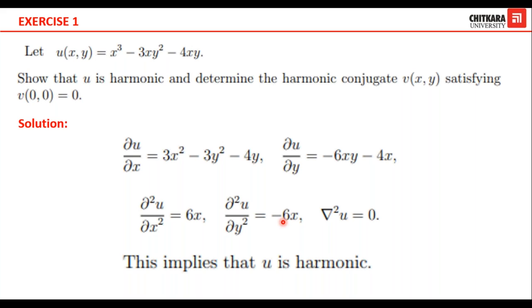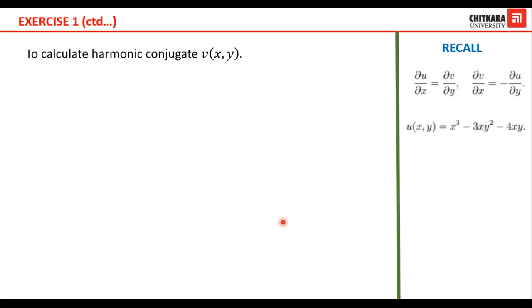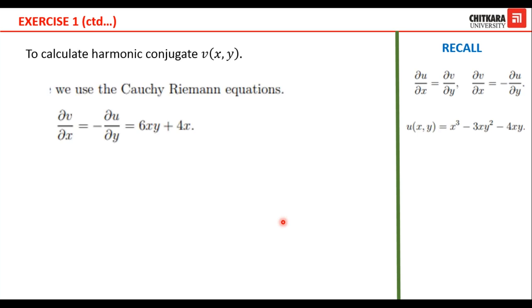Now let's see how to calculate the harmonic conjugate function v. Okay, so again the same thing, I'm repeating again and again, the Cauchy-Riemann equations will be used. Now I'm using the second Cauchy-Riemann equation, right? I'm using it differently so that you come to know that we can use any one first. There is no order that you have to use the first one first and then the second one. You can use any one of the Cauchy-Riemann equations. So now I'm using the second one.